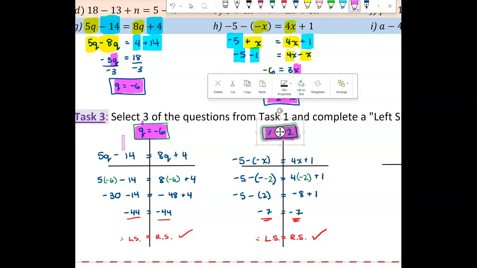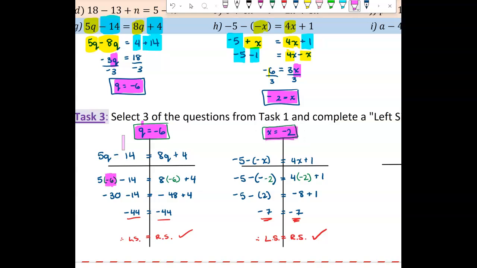So I'm going to plug in -6 into my q. Here it is. And so every time I see a q, I'm just plugging in -6. And here, 5 is being multiplied by q, so it ends up being 5 times -6, which is -30. And I still have that -14, so the left side equals -44.